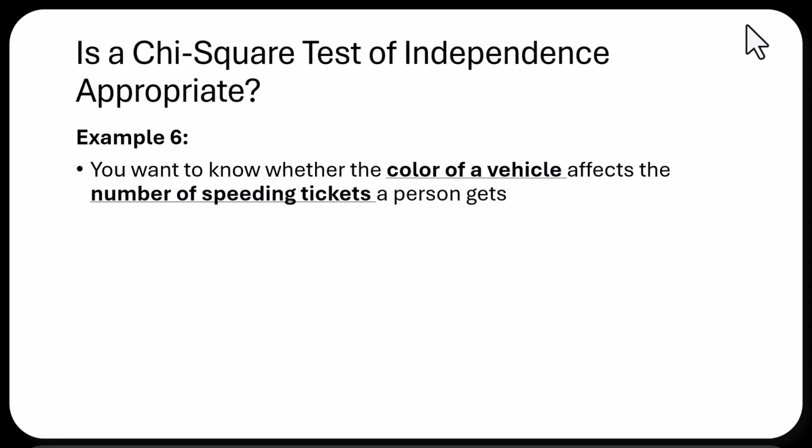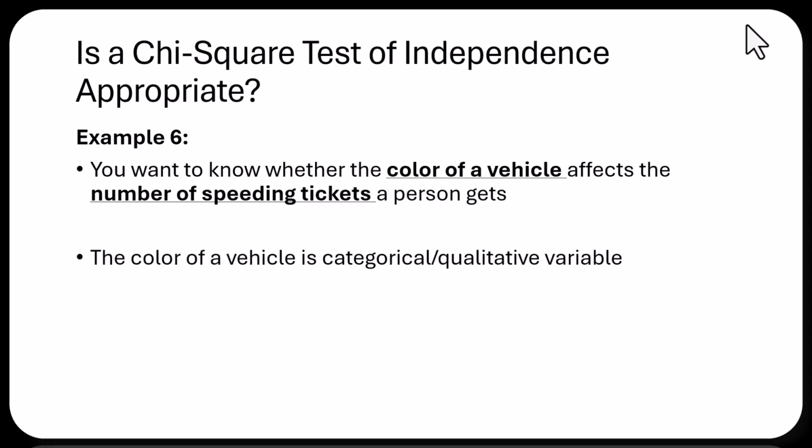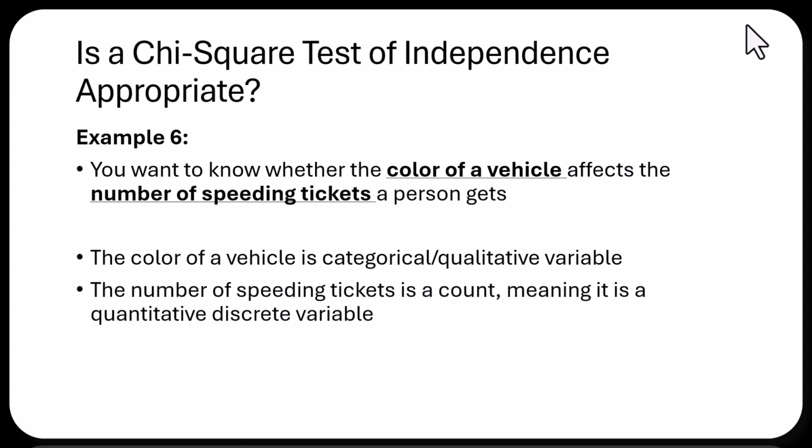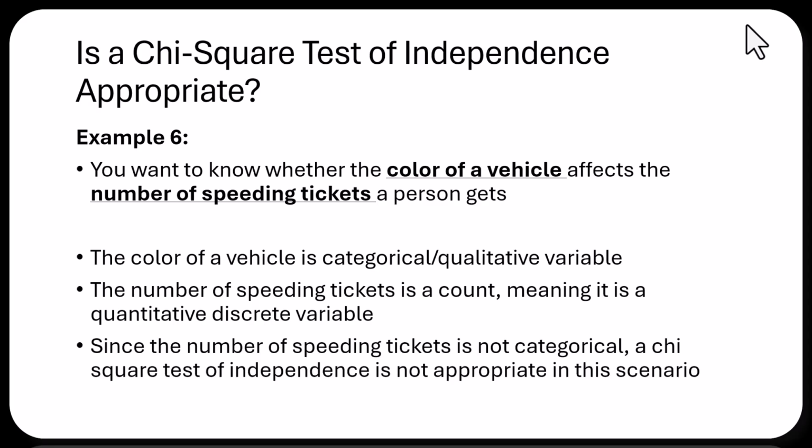Example 6. You want to know whether the color of a vehicle affects the number of speeding tickets a person gets. Again, pause this video, write down your answer, and then unpause it to see if you are correct. The color of a vehicle is a categorical or qualitative variable. However, the number of speeding tickets is a count, meaning it is a quantitative discrete variable. Since the number of speeding tickets is not categorical, a chi-square test of independence is not appropriate in this scenario.